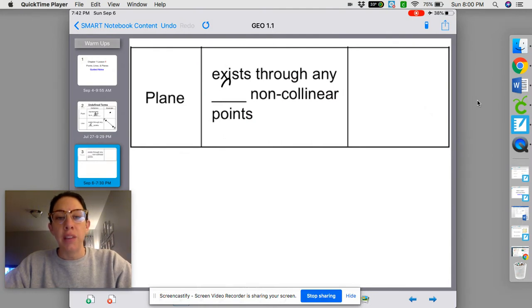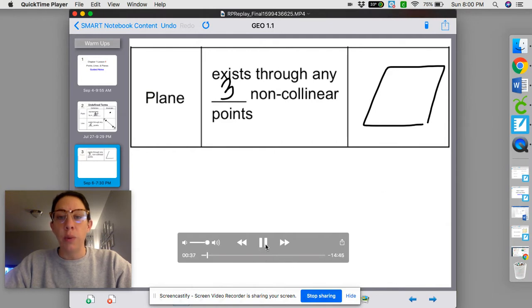And then thirdly, we have a plane. It exists through any three non-collinear points. We will talk about that term non-collinear here in a little bit. Pretty much it means that these 3 points can't all be on the same line. Two of them can, but not the third.